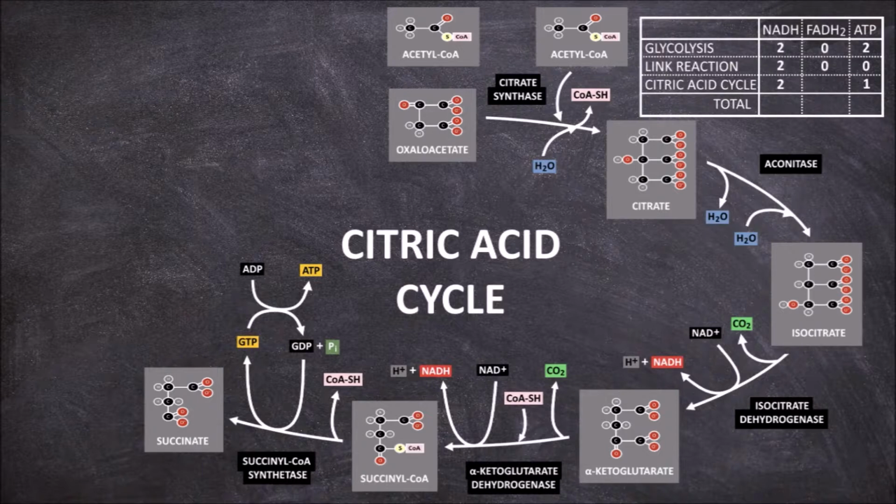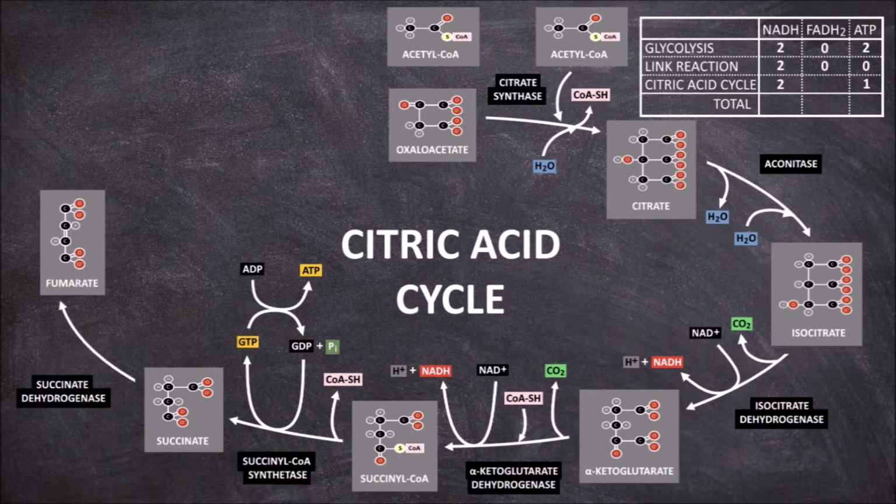The sixth step involves the oxidation of succinate into fumarate using the enzyme succinate dehydrogenase. This step involves the reduction of FAD into FADH2. This step produces an FADH2, taking our net total so far for 1 acetyl-CoA molecule to 2 NADH, 1 FADH2, and 1 ATP.